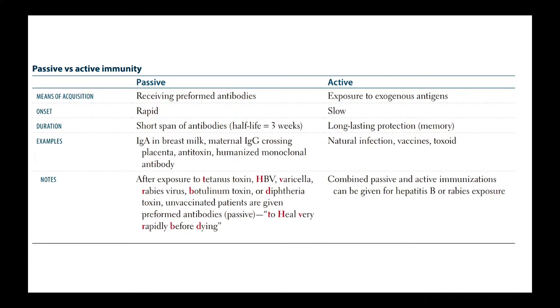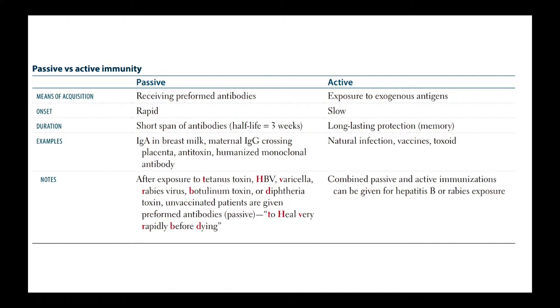And other than this transfusion, the maternal immunoglobulin G, which crosses the placenta, is also an example of passive immunity. And also during breastfeeding, we know that colostrum, which is very concentrated and which is given during the first suckling process, delivers immunoglobulin A and protects the baby's GI tract and respiratory tract from infections.